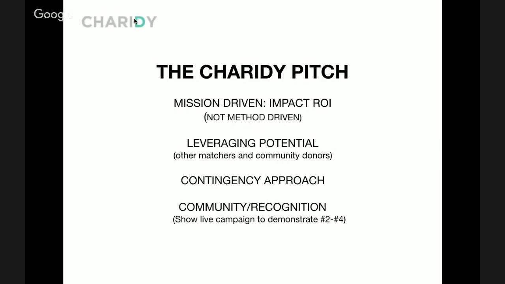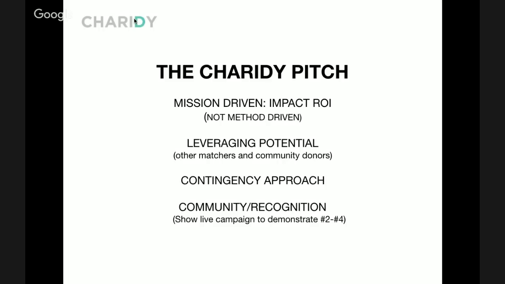The next thing you want to do is contingency. Let them know that this is a 24-hour all or nothing campaign, right? This is important because it lets them know that if their money is not leveraged to 100%, they don't have to give a dime. That's right. This is the scary thing, especially for established institutions or organizations that would never, ever do something like this.